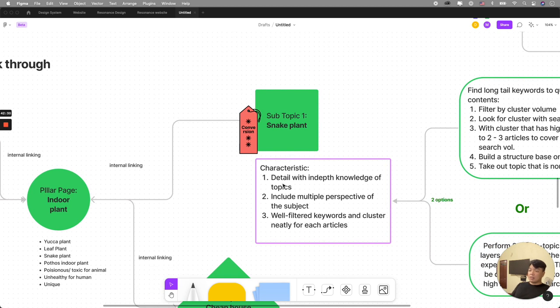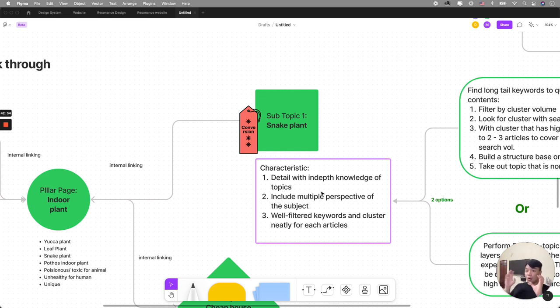The first is the characteristic of this subtopic, which usually is detailed in-depth knowledge of the topic, including multiple perspectives of the subject, well-filtered keywords, and clustered neatly for each article, right? Detailed in-depth knowledge of the topic means that if you decide snake plant is your topic, you now have to look for all the second layer subtopics that go around the snake plant, right?